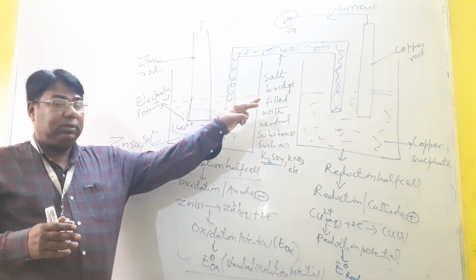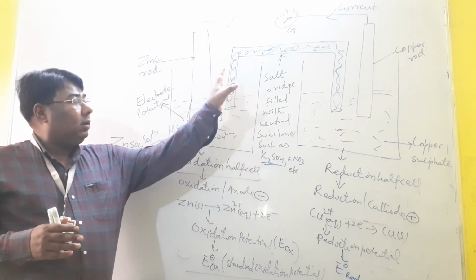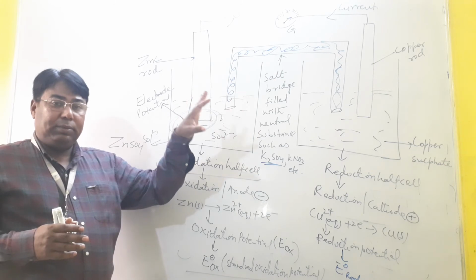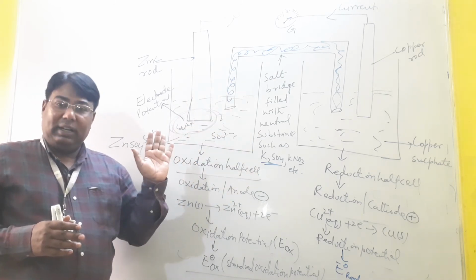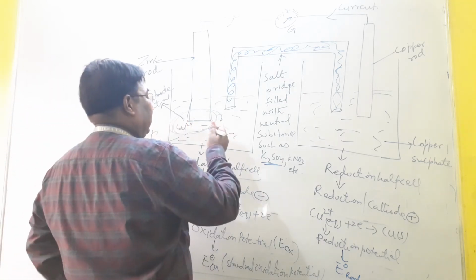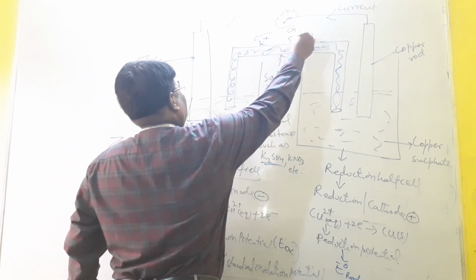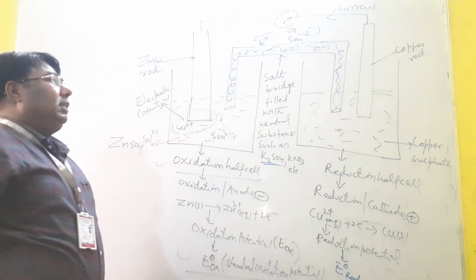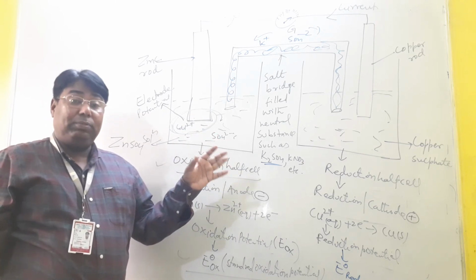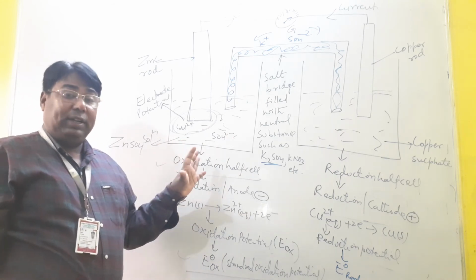And a salt bridge, a glass tube fitted in between these two half cells, is filled with a neutral substance like potassium sulfate. It helps to maintain neutrality. Suppose the positive ions increase or the negative ions increase, then it supplies either K plus or sulfate. In this way they can maintain the electrical neutrality. So all of you try to understand, the main role of the salt bridge is to maintain electrical neutrality during the process. Understand?